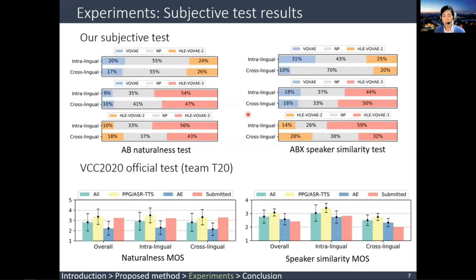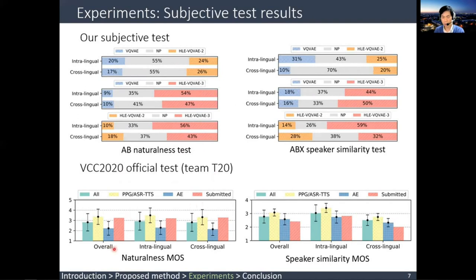Next, we conduct a listening test to compare the performance. As we can see, the proposed model with three stages achieved the highest preference score in both the naturalness test and the speaker similarity test. Therefore, we use the converted utterance from the three-stage model to submit to the voice conversion challenge. Our team is T20.